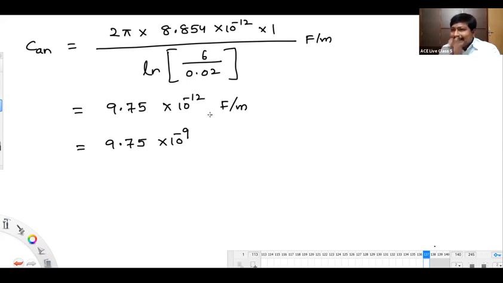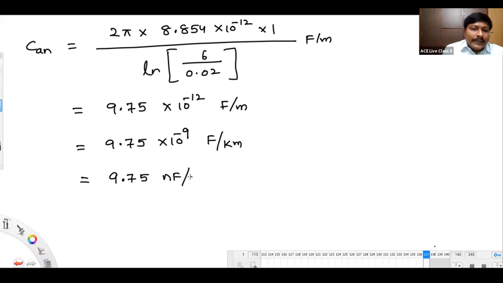The 10 power minus 3, I will take to the denominator. It will come to be farad by kilometer. 10 power minus 9 is nano. So it will be 9.75 nanofarad by kilometers.